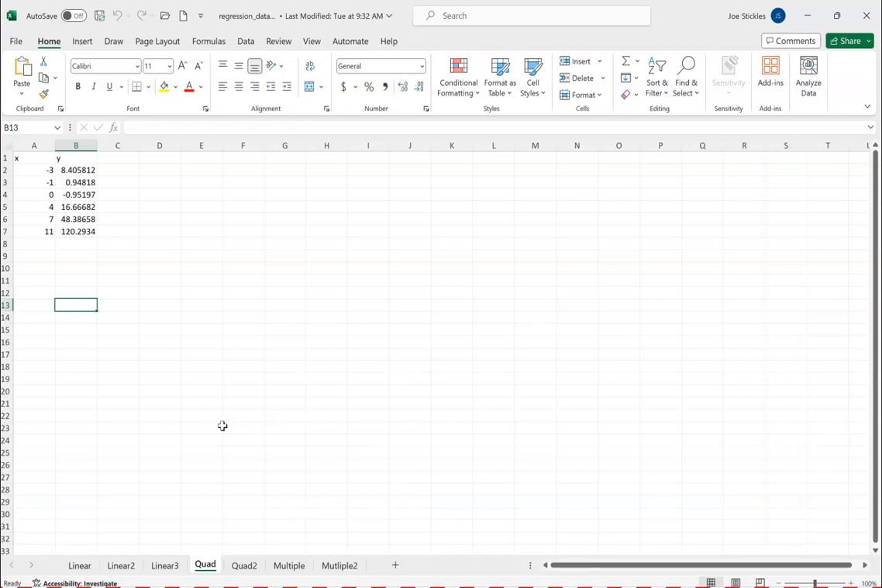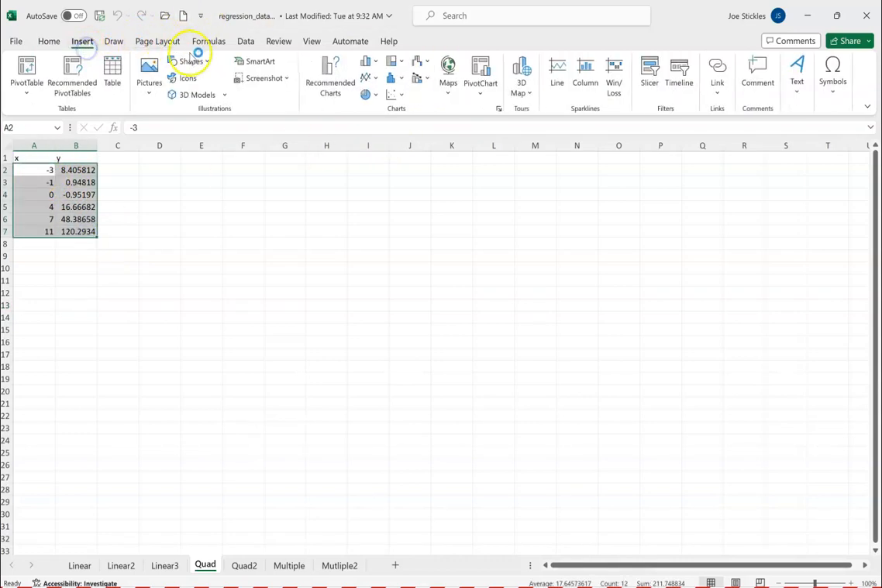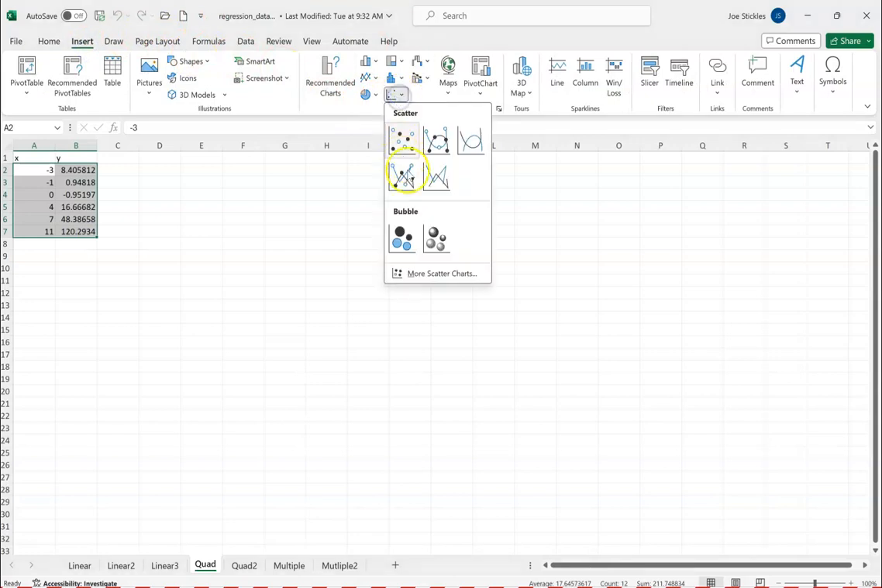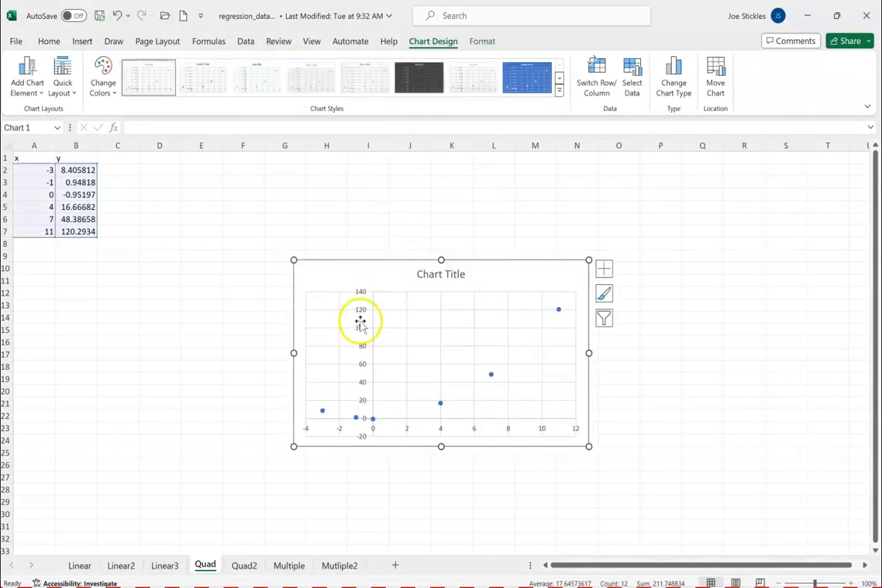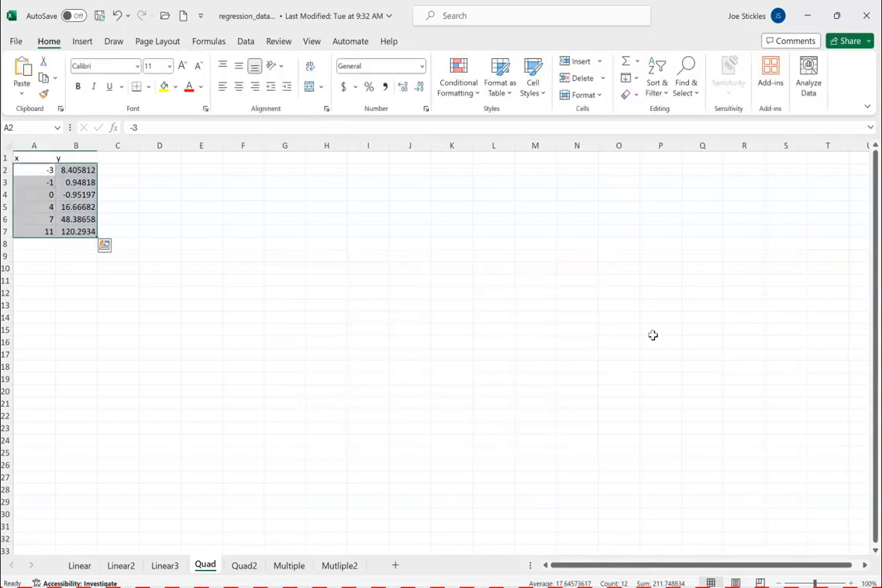Play with numbers. But if you want to check what type of model might be a good one to start with, you would do a scatter plot. Here's something that looks like this, and we see it's got that bend in it. So we see that a quadratic model might be a little bit better than a linear model. I'm going to delete that back out, but this might be a first step if you're trying to figure out what kind of model to use.